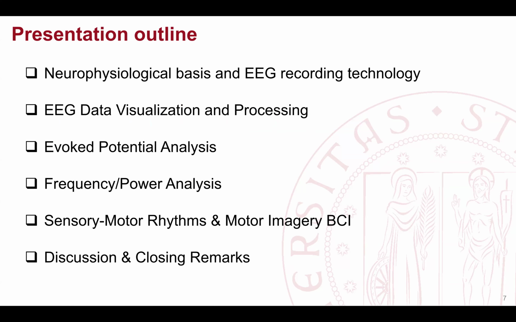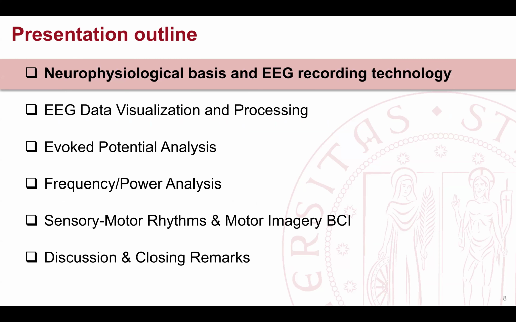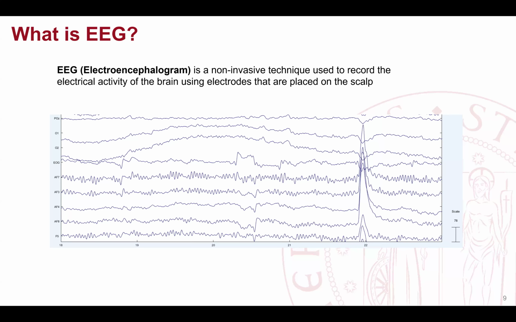So in the meanwhile, we can move on with our presentation outline, starting from the first part, which is the neurophysiological basis of EEG recording and technology. So first of all, what is EEG? EEG stands for electroencephalogram, as you may probably know, which is probably the most well-known non-invasive technique that is used to record the electrical activity that is produced by our brain when the neurons within the brain fire.